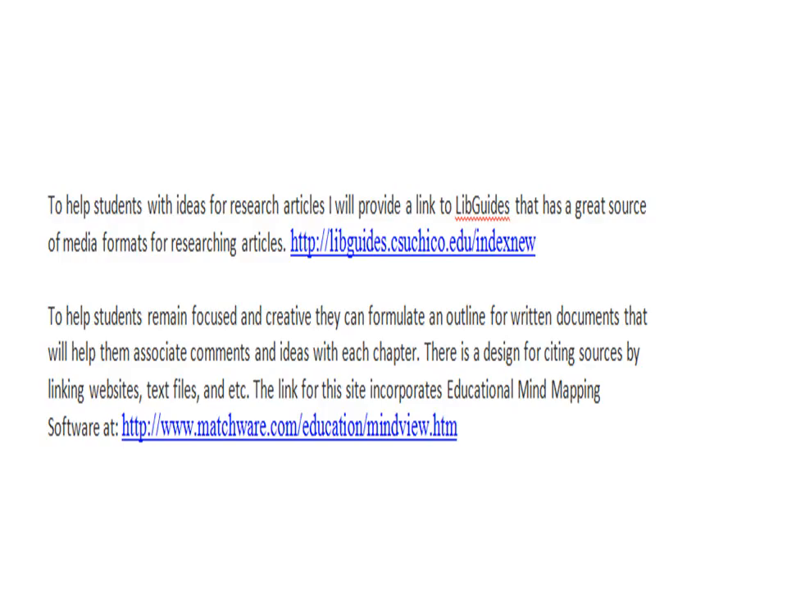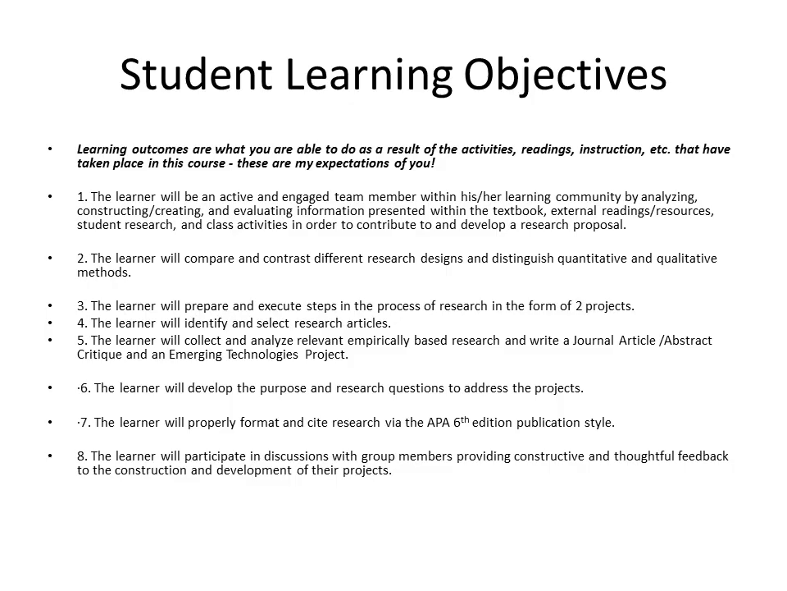Next, and this is the last page to this one lesson plan, I've given them a hot link to matchware.com. It's designed to help them put their citations, helps them linking websites, text files, and that sort of thing. This is a very helpful educational mind mapping software.